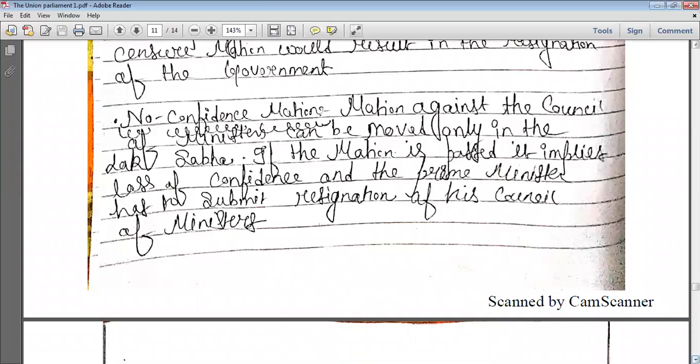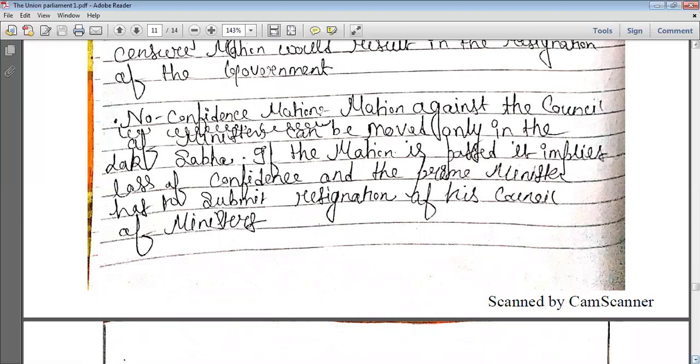So this motion is passed against the council of ministers only whenever the members of the parliament feel that the council of ministers is lacking confidence among themselves. At that time, if the council of ministers isn't able to perform the activities, that means the prime minister has no role to play. The prime minister has an identity due to the council of ministers.